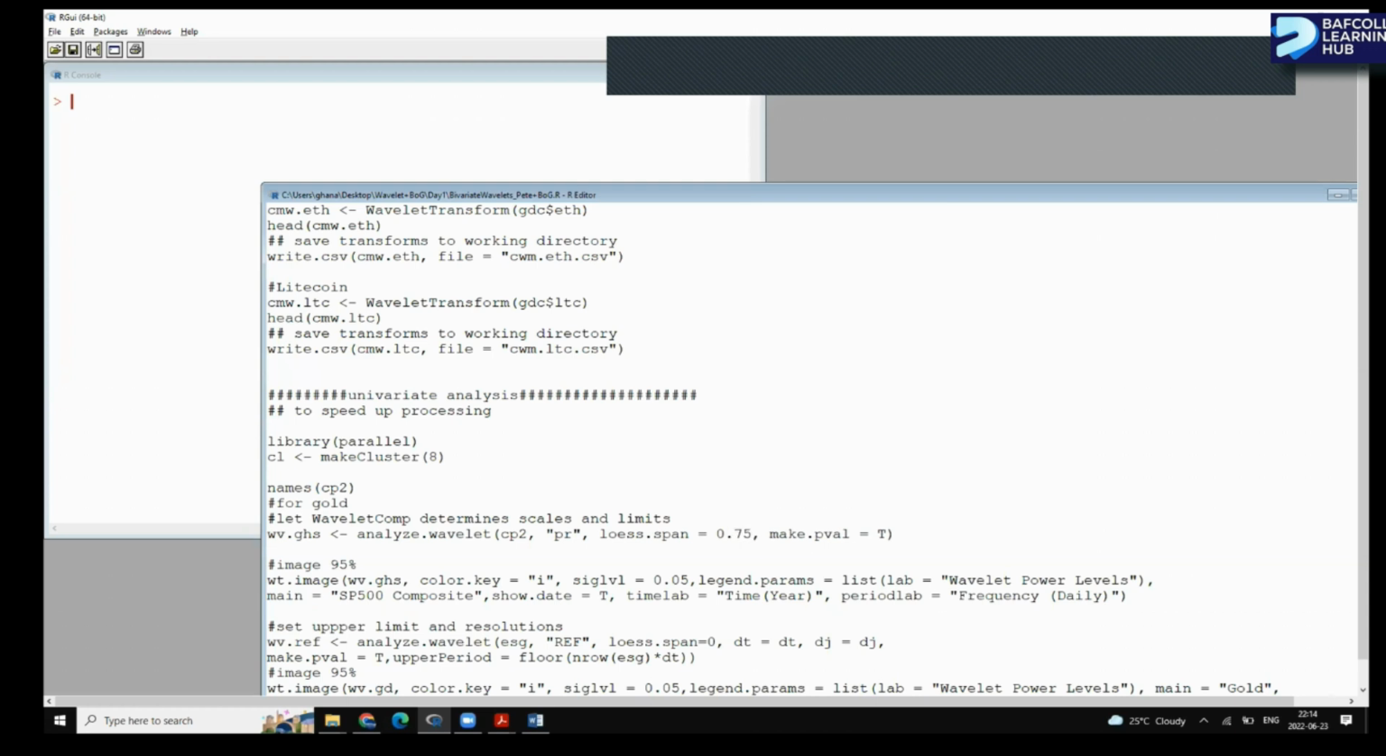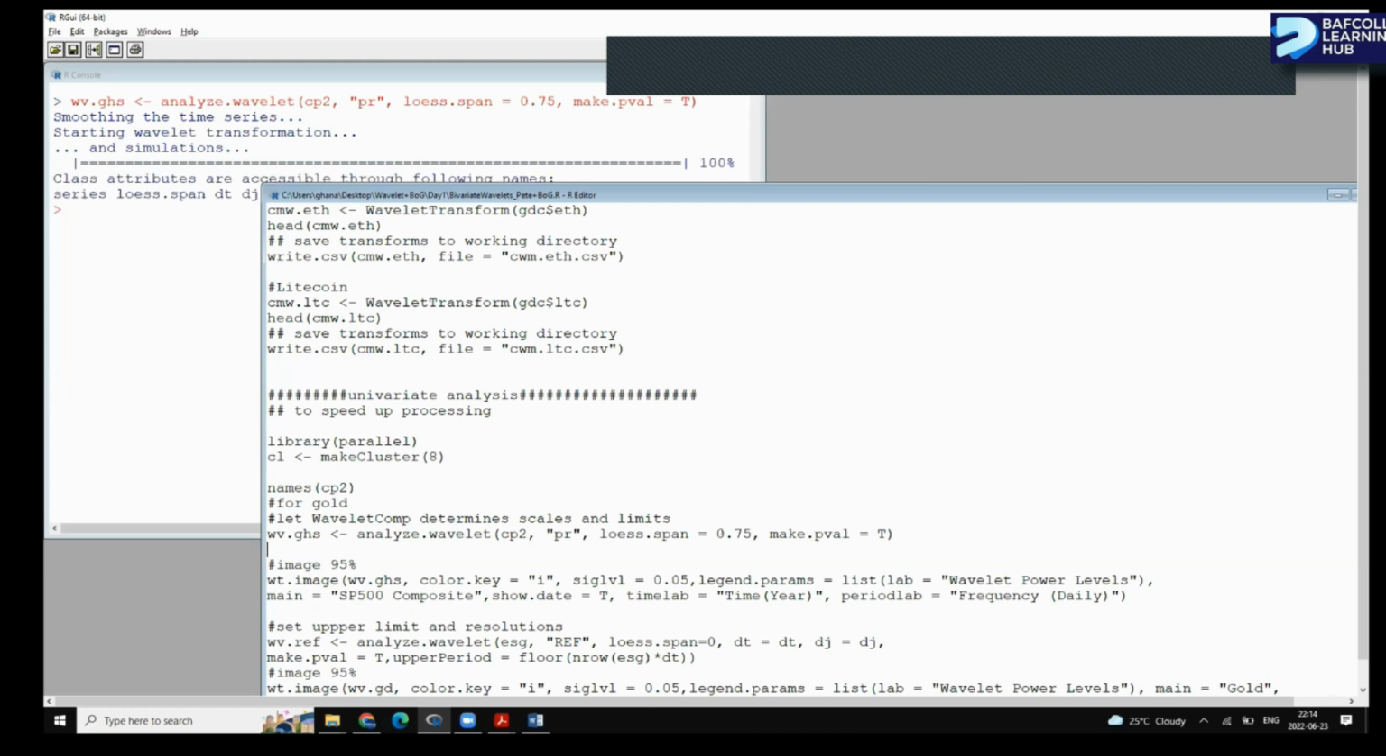Yes, so we have changed that. So we analyze, we decompose, and then we can see the plot. Let me change this to CPI inflation, CPI.